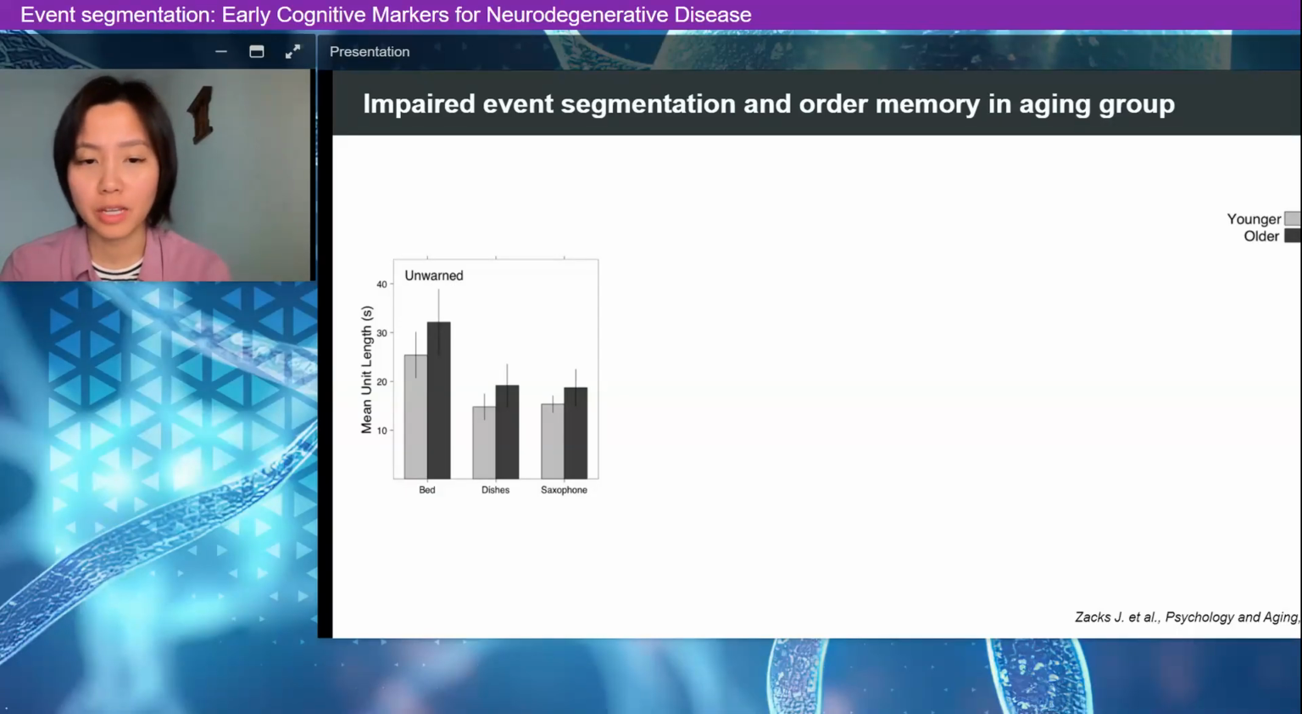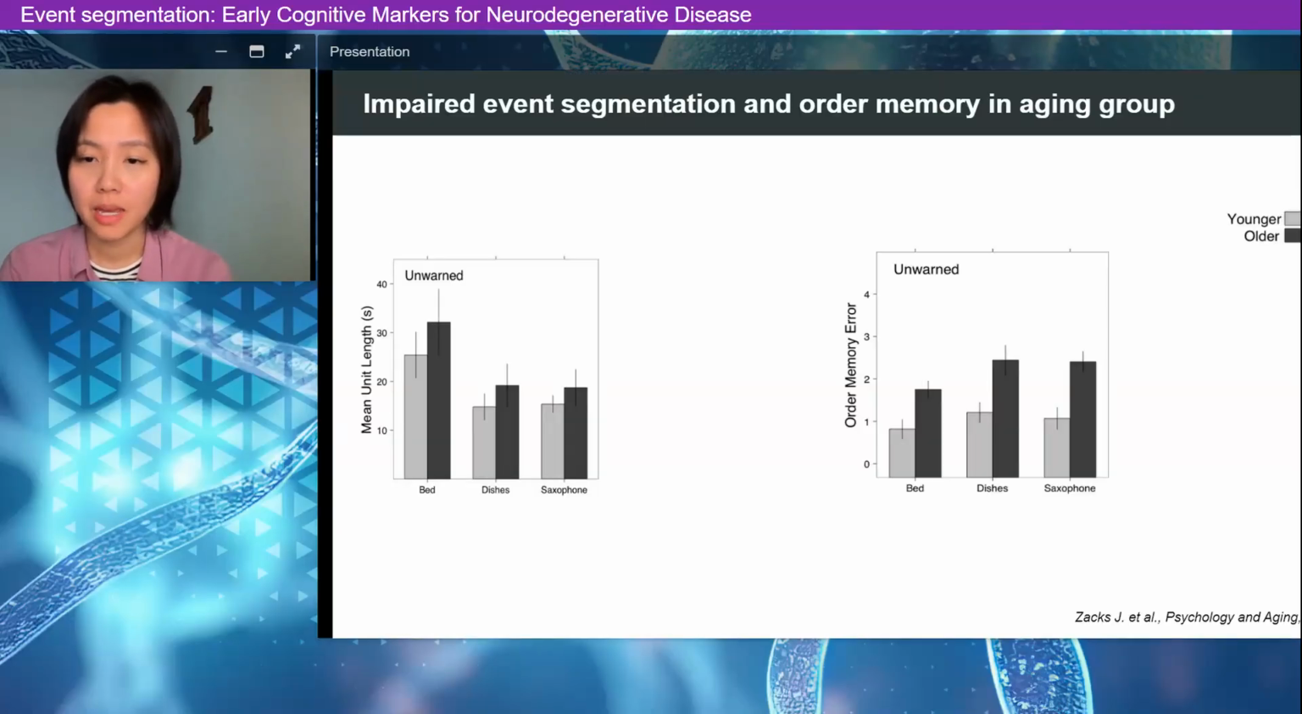The first thing we're looking at is the mean unit length, which means how the event segmentation was done and how long each segmented event is. As shown on the plot here, we can see that the older groups tend to have longer segmented events from the same clips they watched compared to the young groups. That means they're probably experiencing some impairment in terms of under-segmentation, as we mentioned earlier.